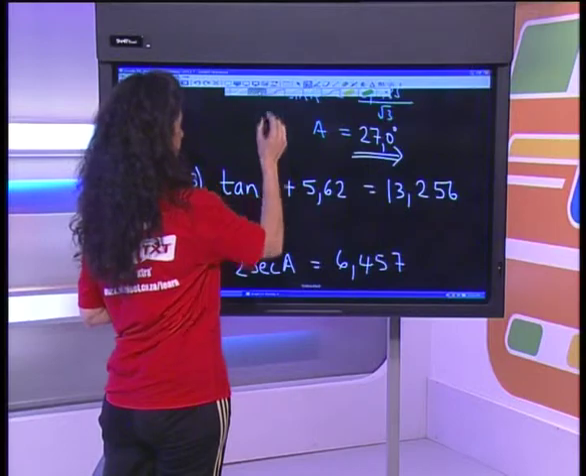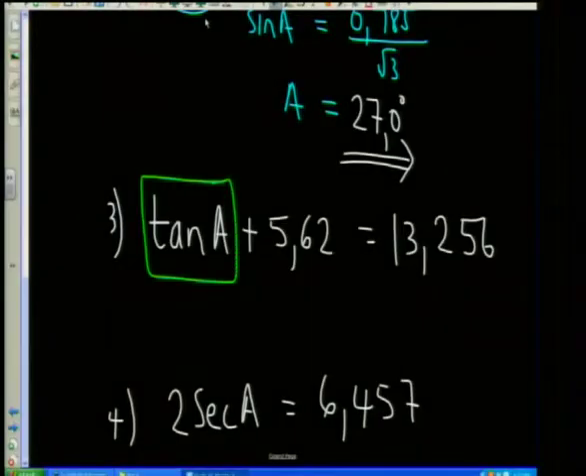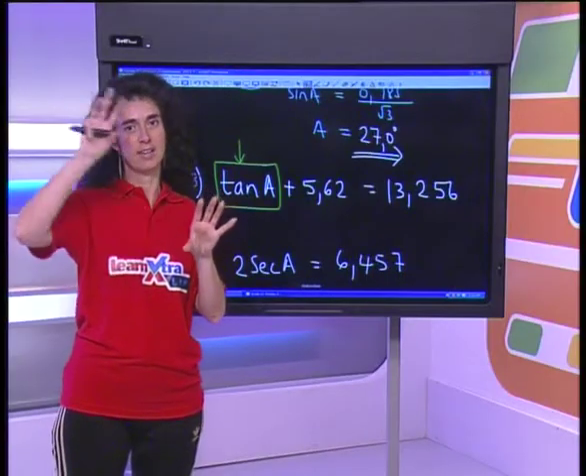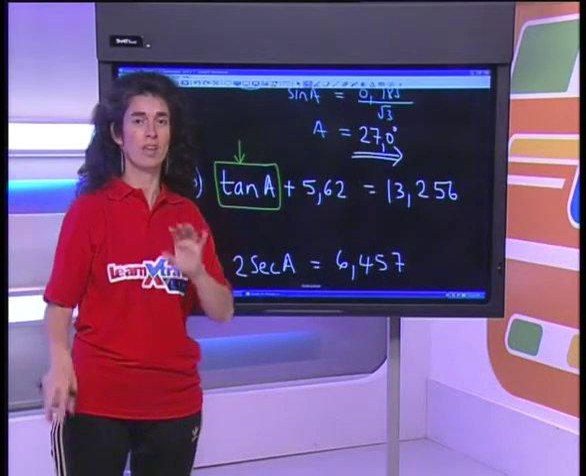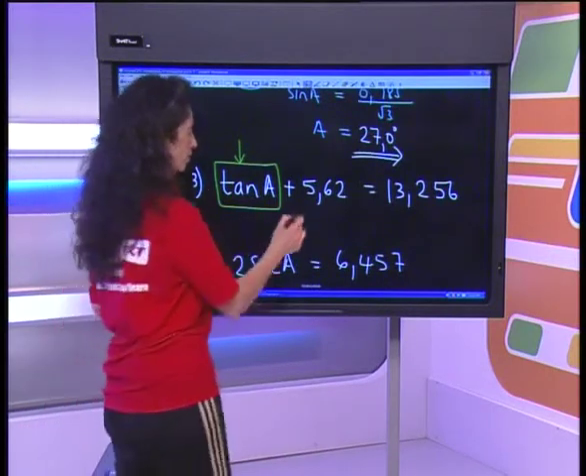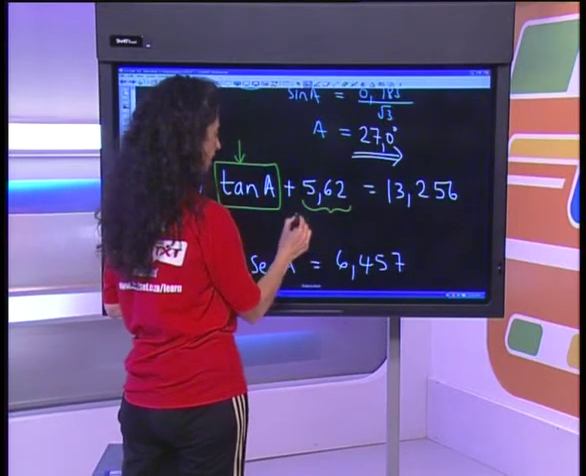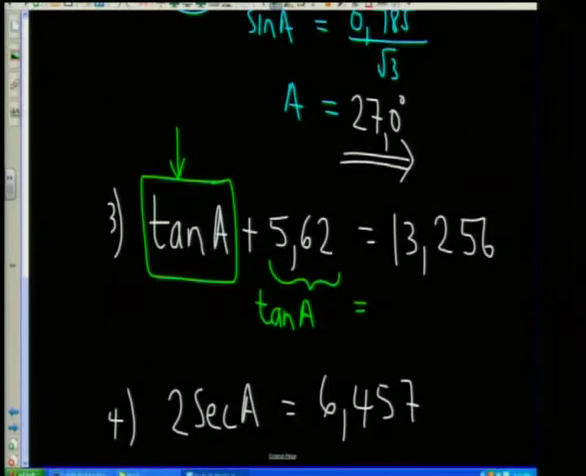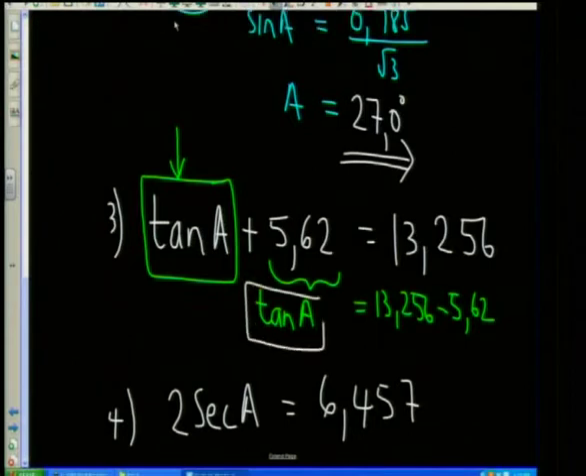As we said earlier, I have to isolate this. I isolate it in the same way as you would isolate an x, or an a, in any equation. If there are terms, I isolate it by getting rid of the terms and then isolating the coefficients. So here I've got this term that I need to get rid of. Therefore tan A would be equal to 13,256 minus 5,62. In the end, I'm only looking at tan A. So I've isolated it: take the terms across and leave only the trig ratio by itself.